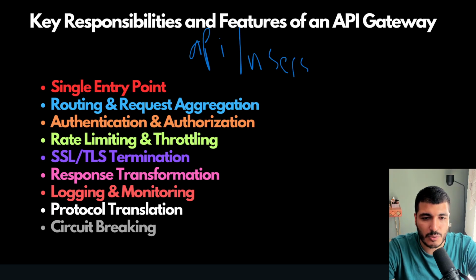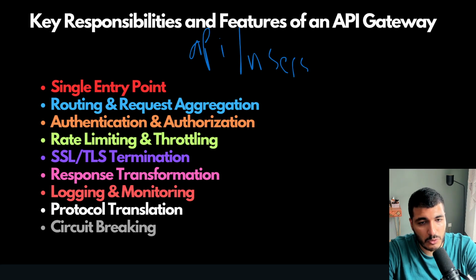Number six, response transformation. It can modify responses from backend microservices to suit the specific needs of different clients. For example, simplifying a complex JSON response for a mobile app with limited bandwidth. Next, we have logging and monitoring. Being the single entry point, the gateway is a natural place for centralized logging of all incoming requests and monitoring traffic patterns, providing valuable data for analytics, debugging, and security auditing.